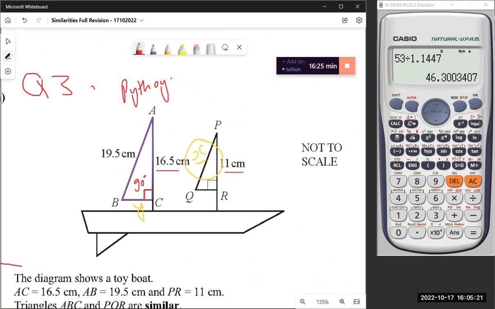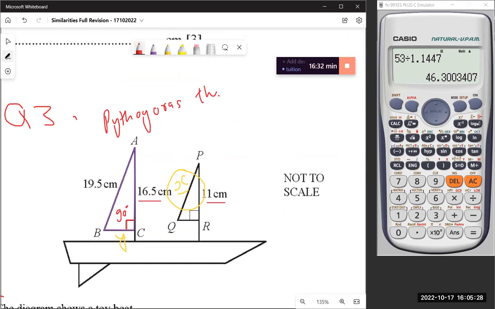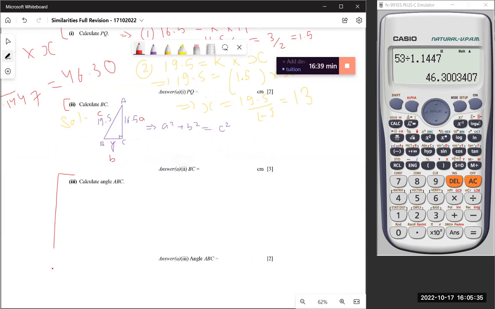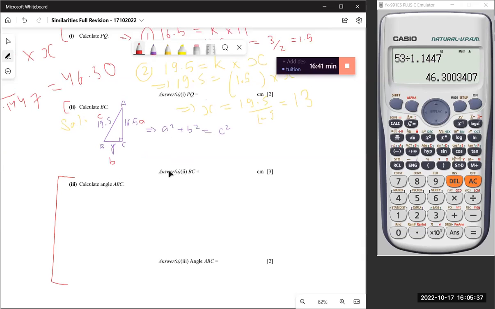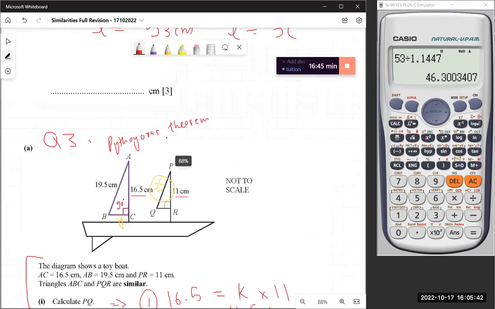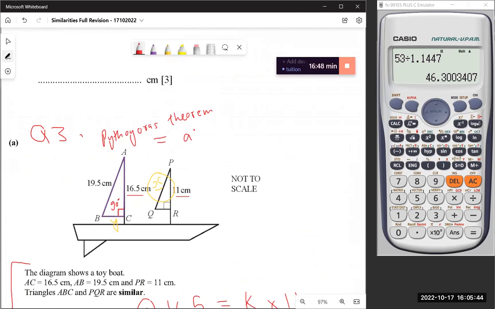Can someone tell me what is the Pythagoras theorem? Now, Rachit, solve the next question quickly. Sir, I am sending you a photo of BC. All right. Now, Pythagoras theorem, write in your notebook, all of you: A square plus B square is equal to C square. Clear? Write this in your notebook and tell me when you're done writing. I'll explain this again.